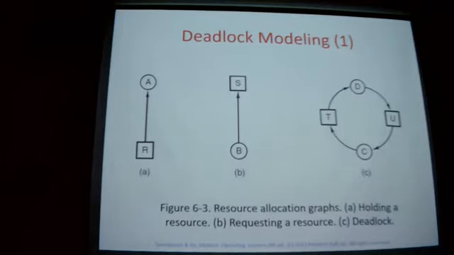So just to focus on the third one. We can see that there are two processes, process C and process D, and two resources, resource T and resource U. Then the relationship: these lines consist of a circle. A circle means there is a deadlock.